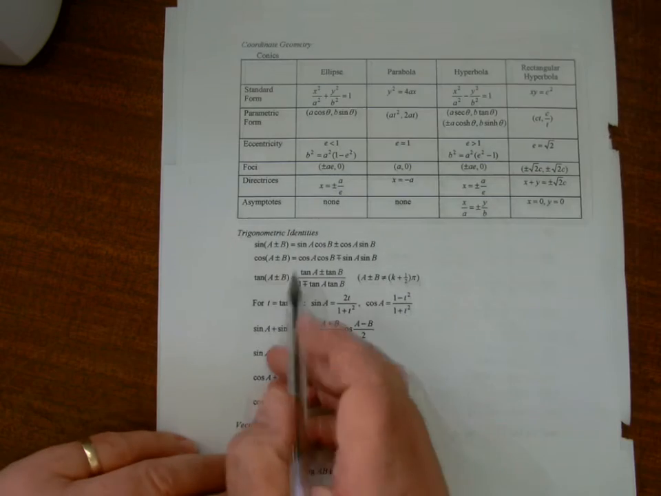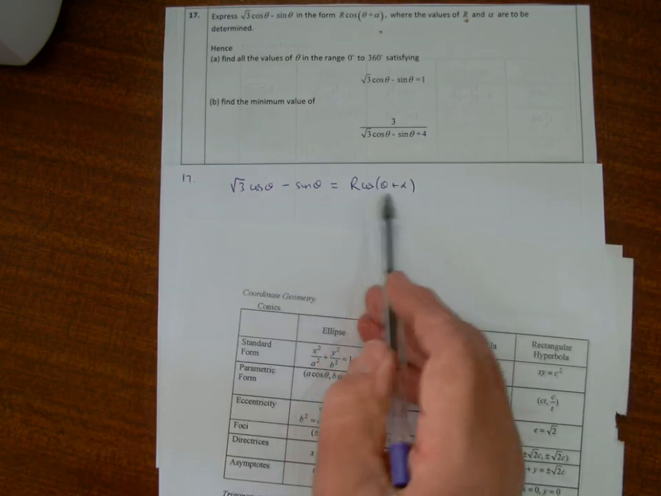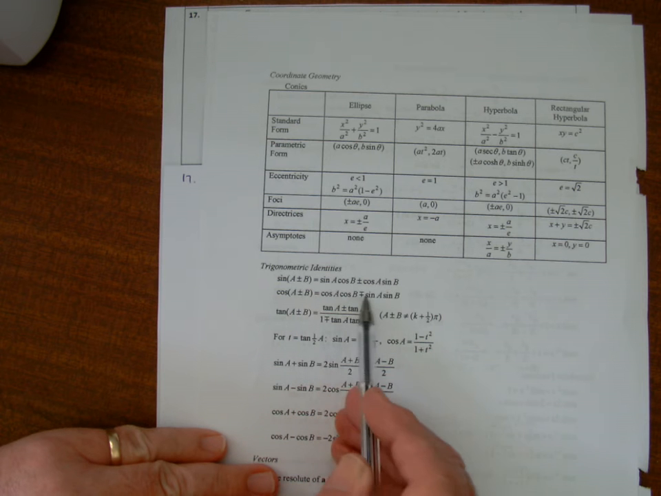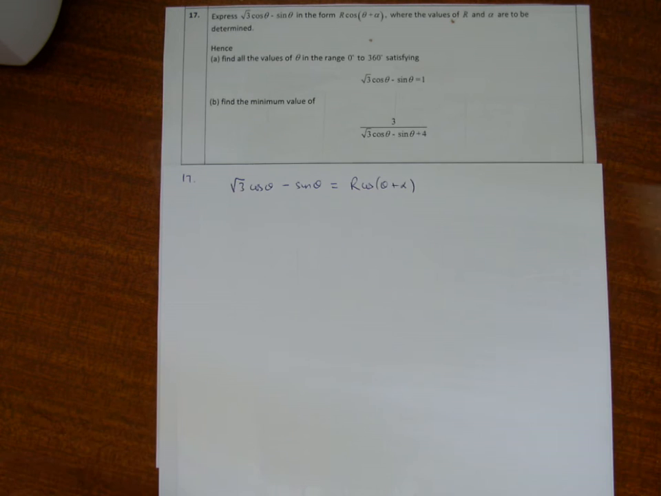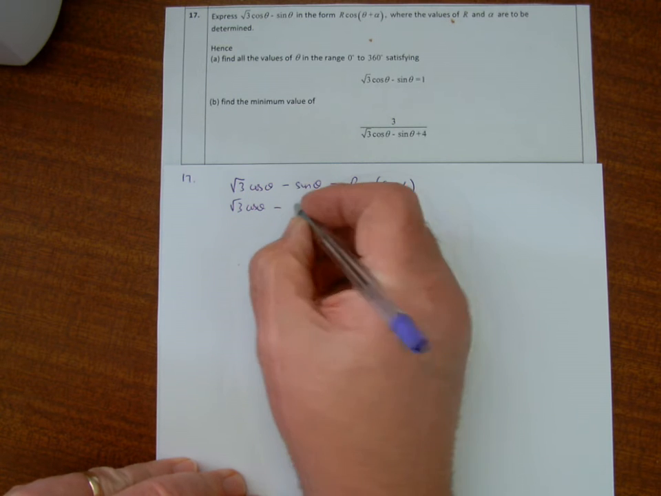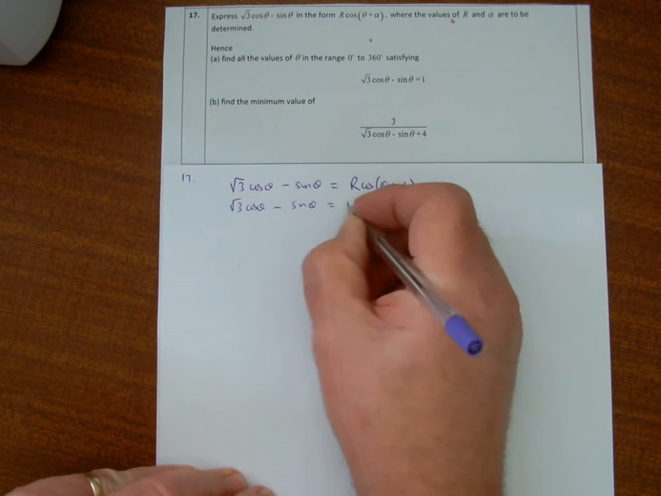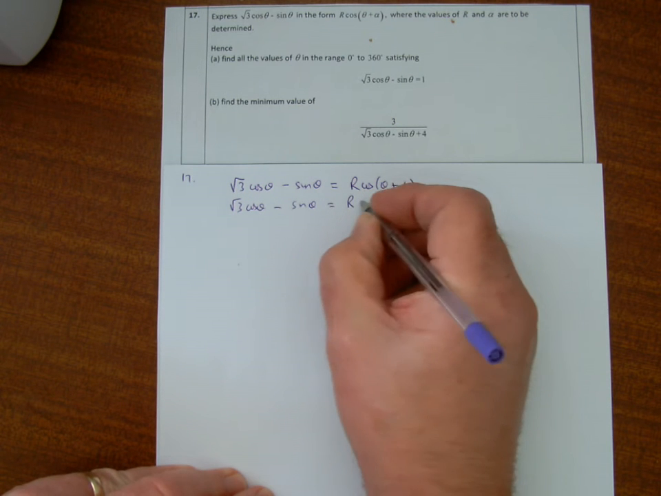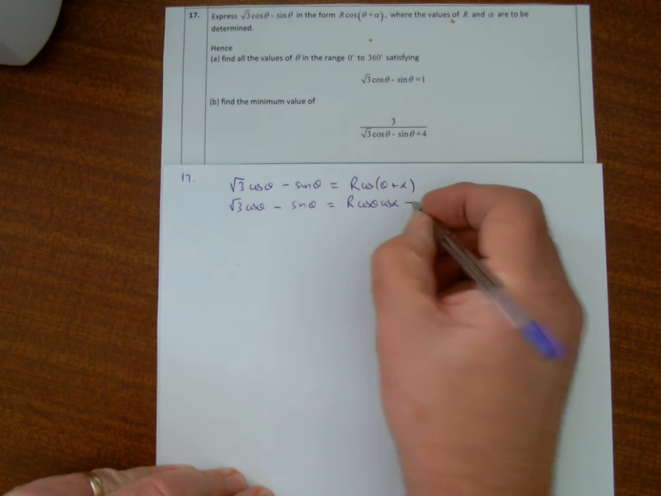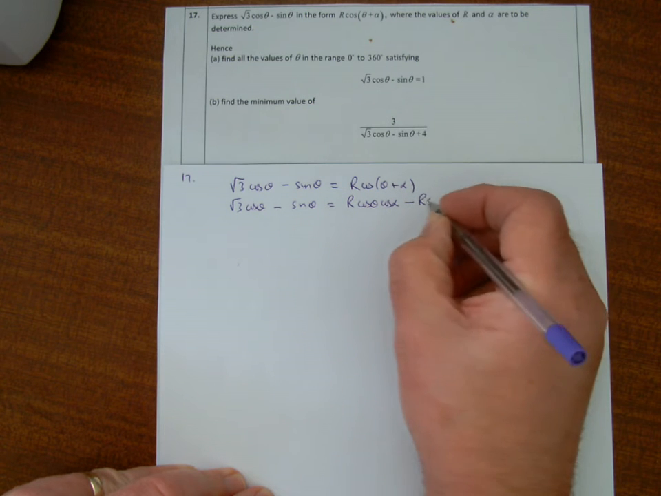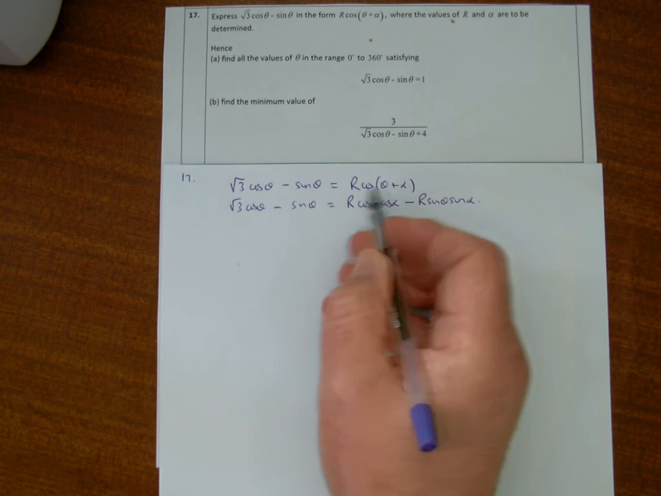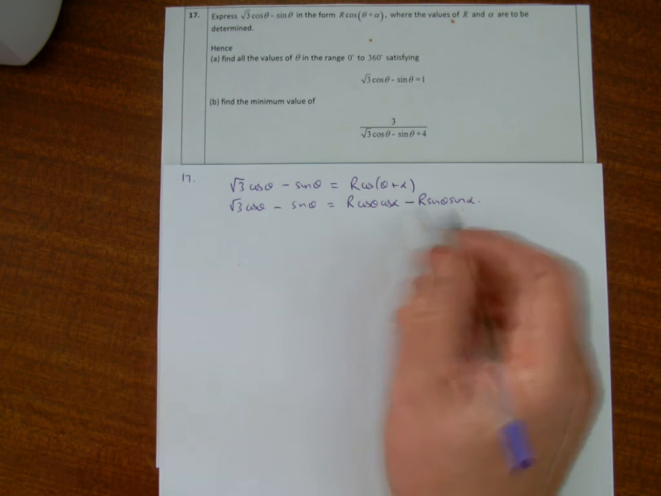if I look at the formula here, because I've got cos theta plus alpha, cos of A plus B is cos cos minus sin sin. So expanding the right hand side is equal to r, and then it's cos theta cos alpha minus r sin theta sin alpha. Remember the r outside, we'll multiply both those terms inside.